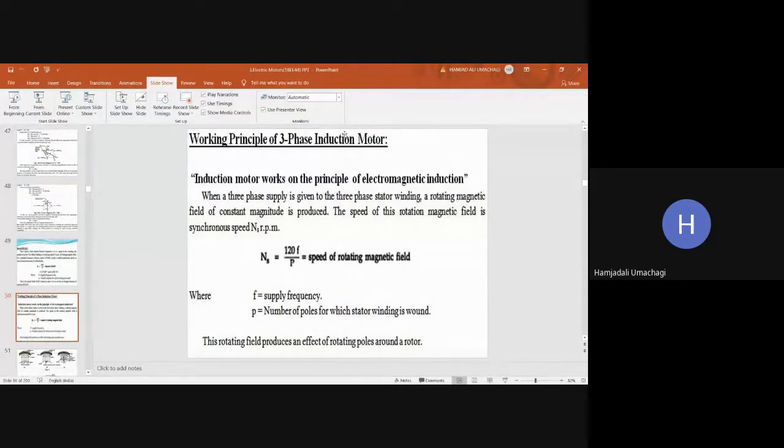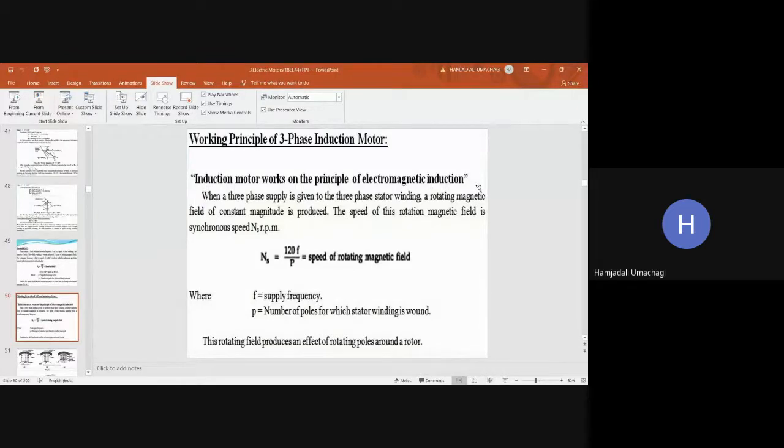Then, the working principle of the three-phase induction motor. The induction motor works on the principle of electromagnetic induction. What is one more machine that works on the same electromagnetic induction principle? You have already studied it. Transformers, right? What is the working principle of transformers? It is also electromagnetic induction only, where in the transformer, both primary winding and secondary winding are stationary.